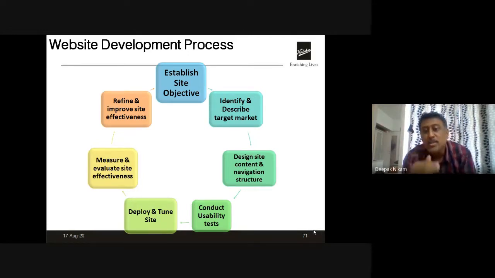Then once you have done the stage by stage deployment and the tuning of your site, you have come to the final last 2 points, which is site evaluation and effectiveness, and the refining of your site, improving the site and the effectiveness of your site. Now, these last two parts, if you are in a company that is developing websites, are the customer service end of your job.